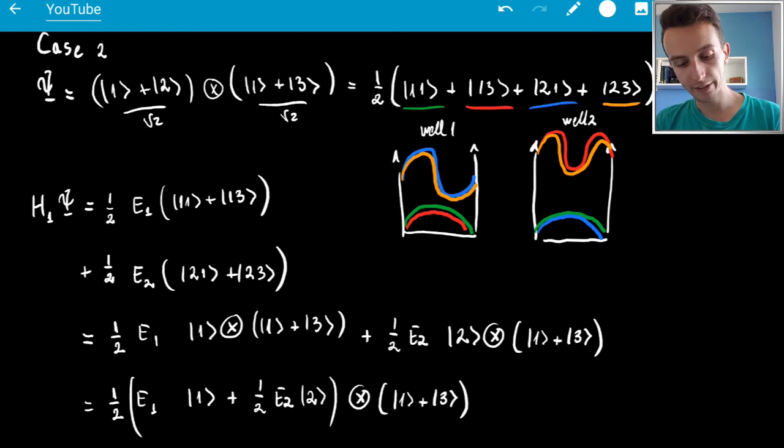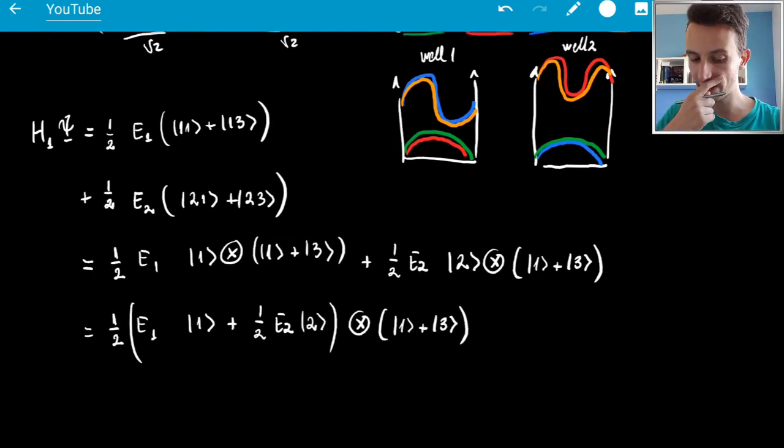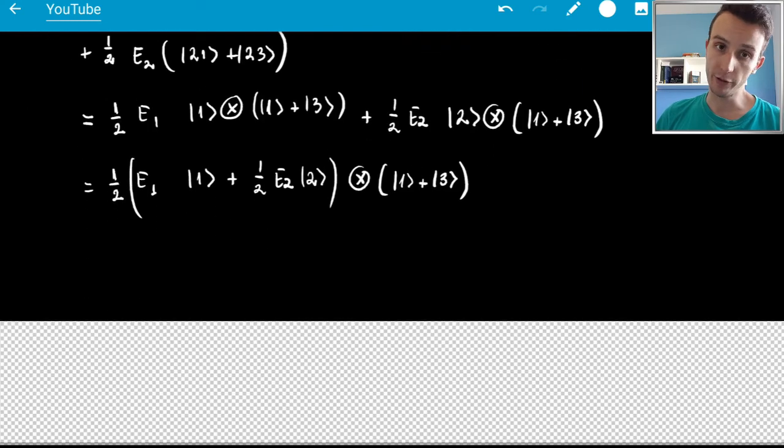But the similarity is that after I've measured the first well's energy, I still haven't changed the state of the second well. So I still have the same thing if I measured now H2, as in acted with the Hamiltonian only on the second component of the tensor product space, then I might get E1 or I might get E3, but nothing is determined by measuring H1.